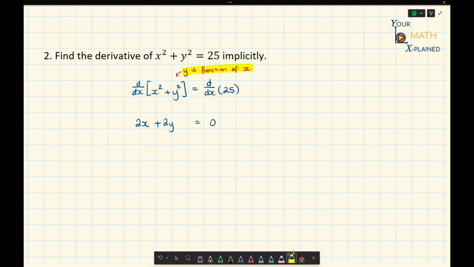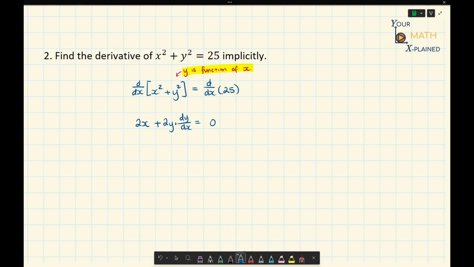Our inside function is y, and the outside function is squared. So here we need to apply our chain rule, which means the derivative of y squared is going to be 2y multiplied by the derivative of y with respect to x. So that is going to be dy/dx.